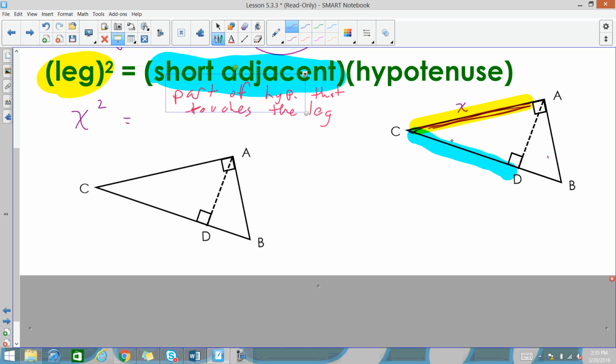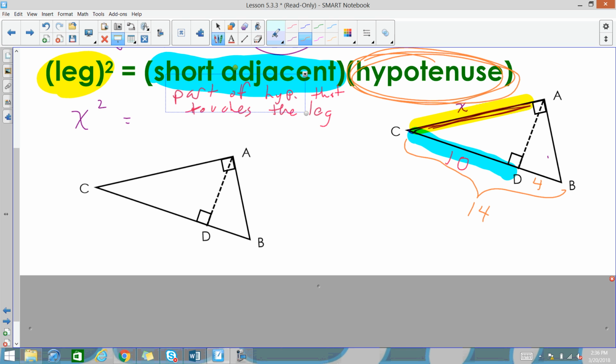So this part right here touches the leg here. See that short little piece right here? Because we chose this leg that had the variable on it. So let's call this 10. And then the second part is just the entire hypotenuse. You see this? So short adjacent times hypotenuse. So let's say I gave you this side, which was 4. You see that? So the entire hypotenuse means that you need the entire distance of 14.